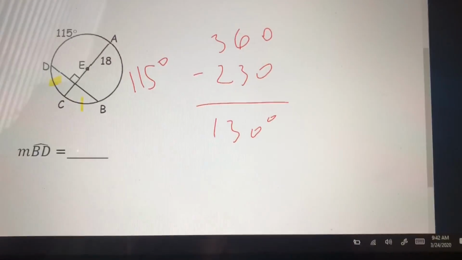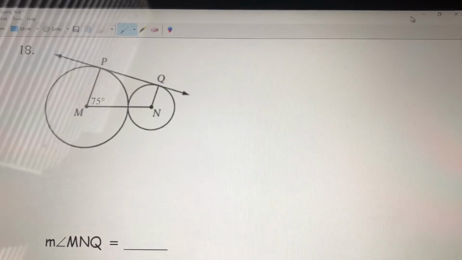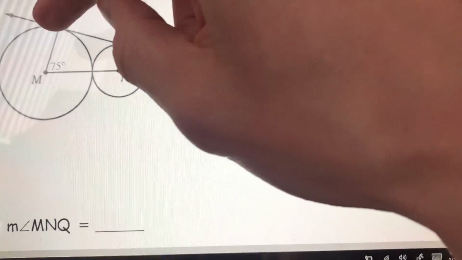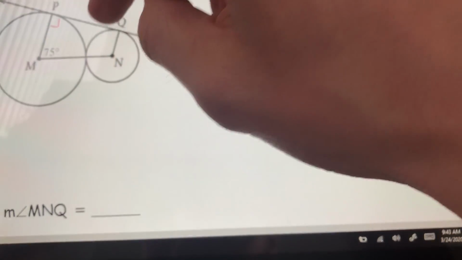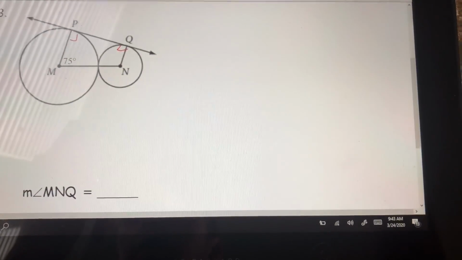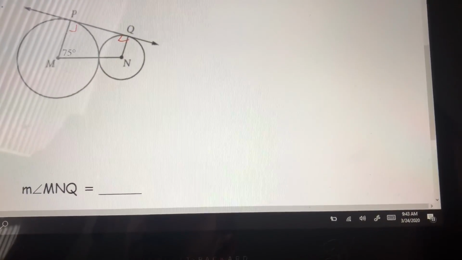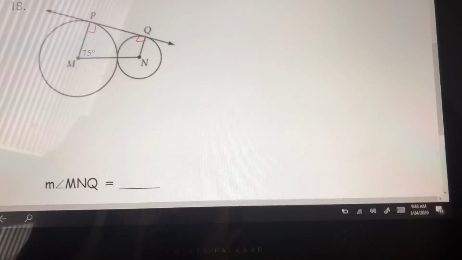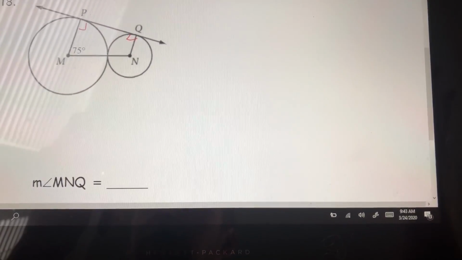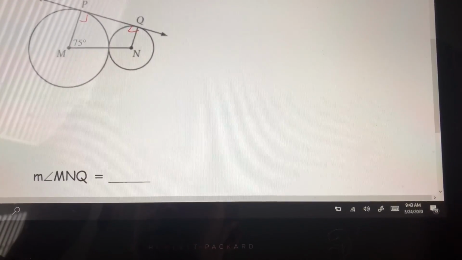Okay, so for 18, we know that this angle here, angle P, and that angle, angle Q, are right angles. We know they're right angles because PQ is tangent to both of those, and we know that tangent lines intersect the radius at right angles.